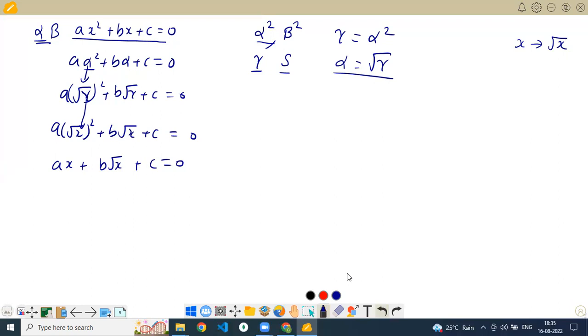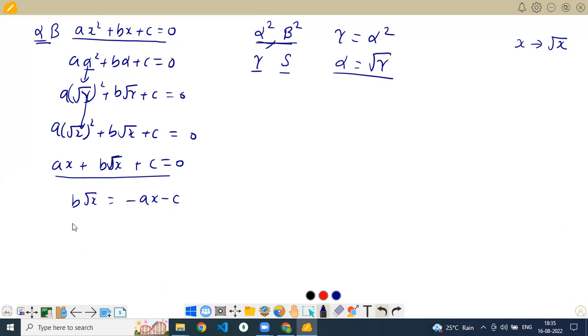Remember, here there is a problem. This is not a quadratic equation. We are supposed to find a quadratic equation whose roots are alpha square and beta square, and this has a square root. So we have to eliminate this square root. So what we do is we say b root x is equal to minus ax minus c.